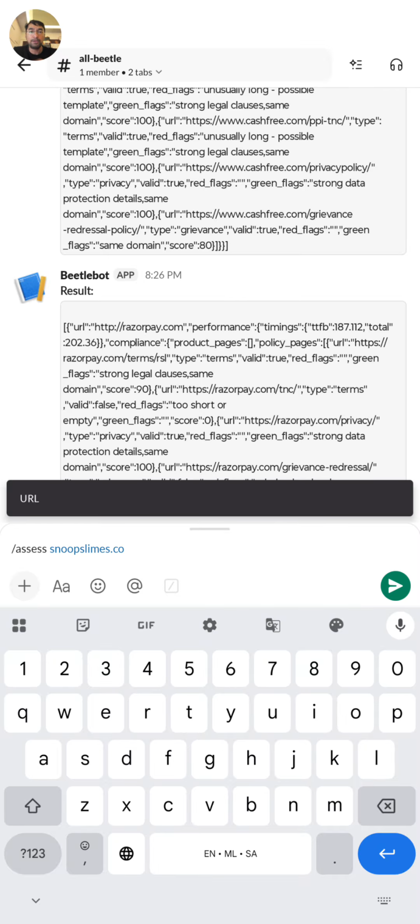I am issuing a command to my Slack integration here, which is slash assess and the URL. The backend of Beetle supports multiple URLs at the same time, but the Slack bot has been written in such a way that it takes only one URL at the moment. And there are other reasons also. I will get to that at a later point in time. Right now I've figured out that there is a website called Snow Climbs that I would want to assess.